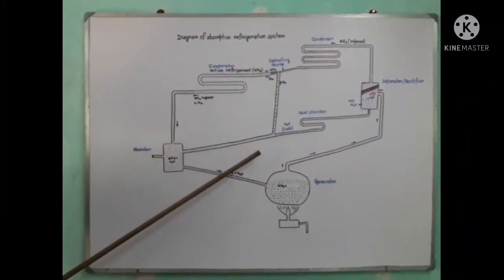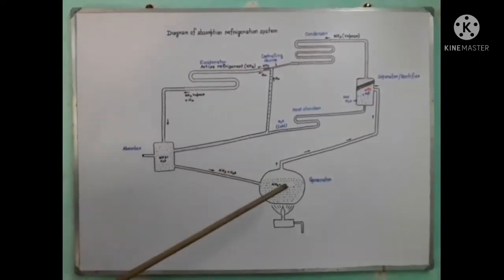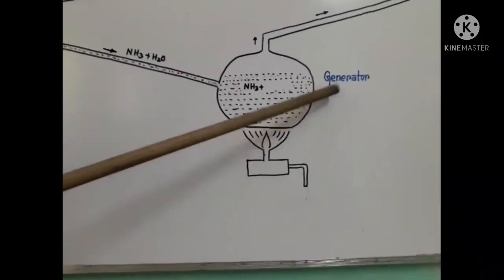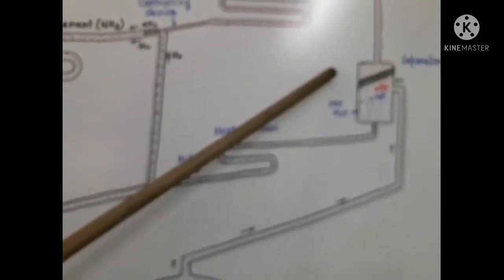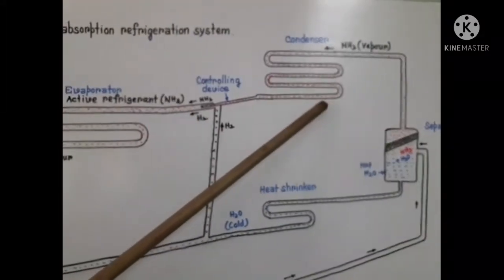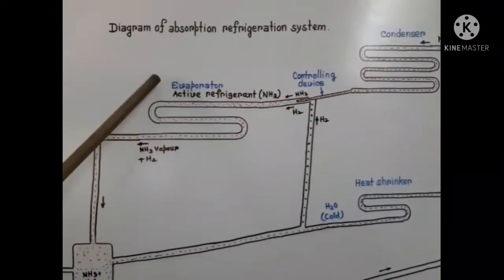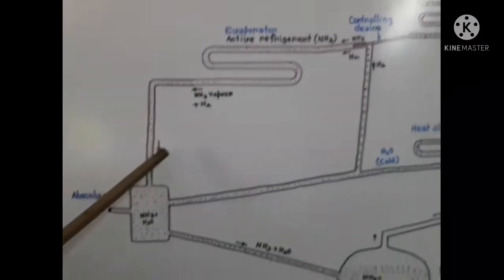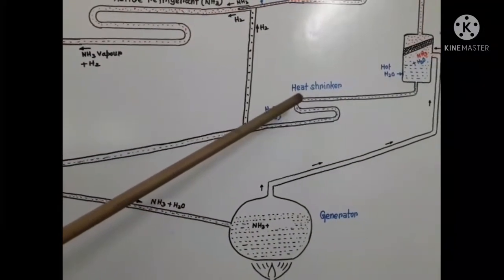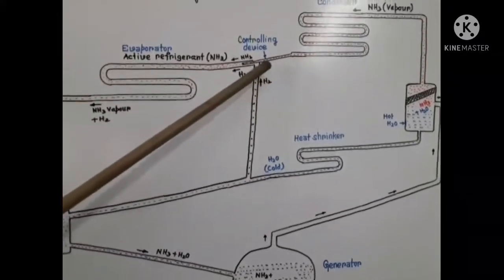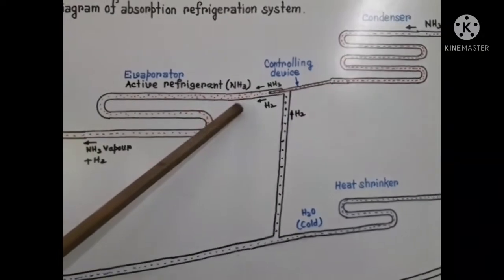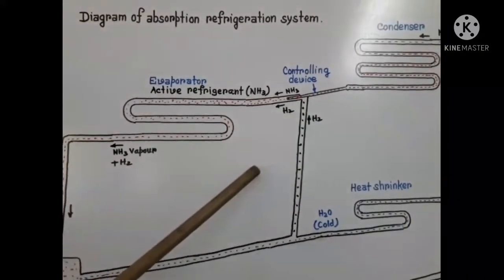What are the main parts in an absorption refrigeration system? This is the most important part. Its name is generator. Then it is separator and rectifier. Third one, condenser. Fourth, evaporator. Fifth, absorber. Another part is there, the heat sinker, where heat is absorbed. And before that, a controlling device is there between condenser and evaporator. So these are the total parts.